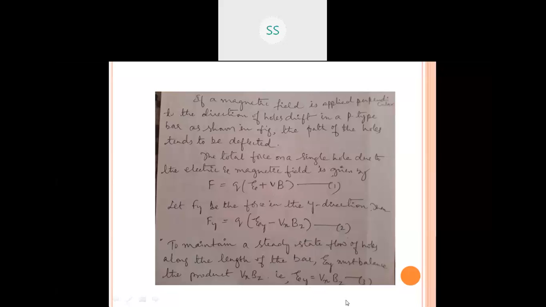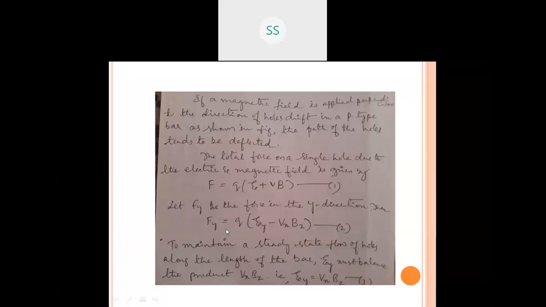That too when Ey is greater than Vx into Bz, the holes do not experience a net lateral force. So as they drift along the bar, when the y component of the electric field Ey is greater than Vx into Bz, that is, when the applied electric field itself is more than Vx into Bz, then what happens?